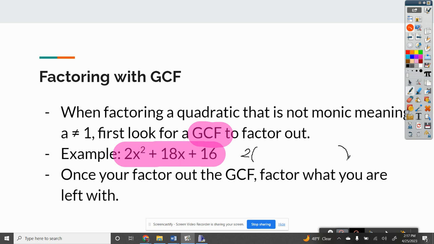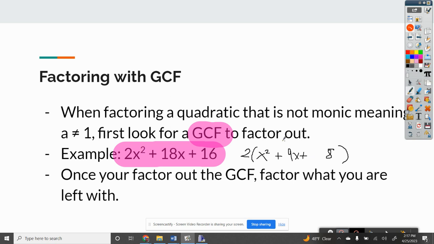So what we're going to do is undistribute the 2. We're going to take the 2 back out, which means to fill in the parentheses here, we're going to have to divide all these numbers by 2. So if I divide the first term by 2, I'll just be left with an x squared. If I divide 18x by 2, I would get 9x. And if I divide 16 by 2, I would get 8. All right, so we just divided everything by 2 because we did the distributive property backwards. When you distribute, you multiply. So when you undistribute, you divide.